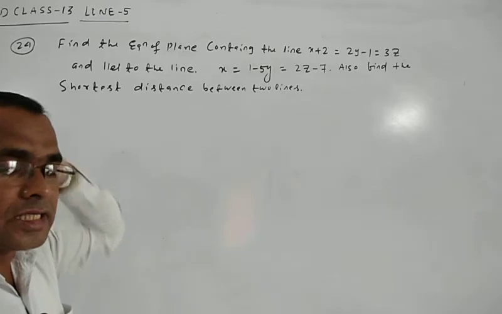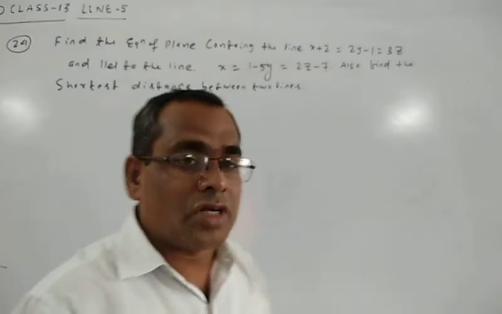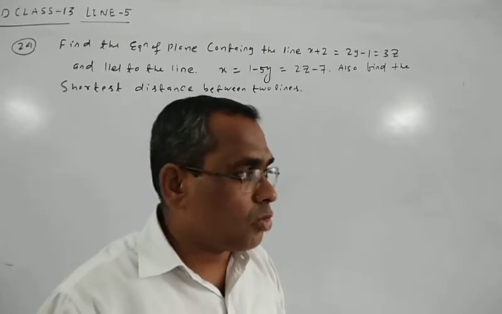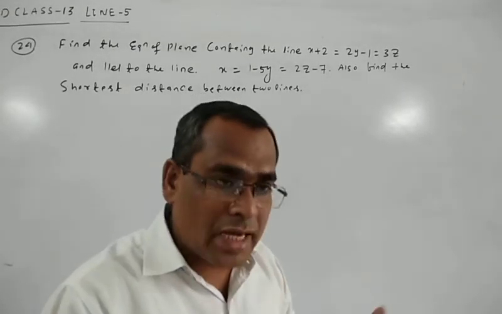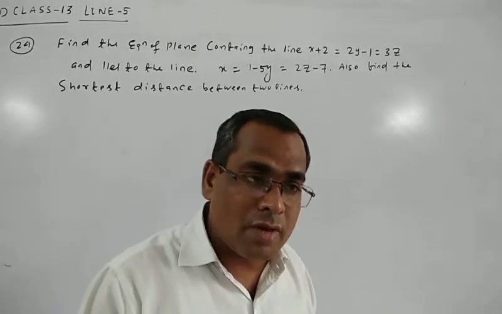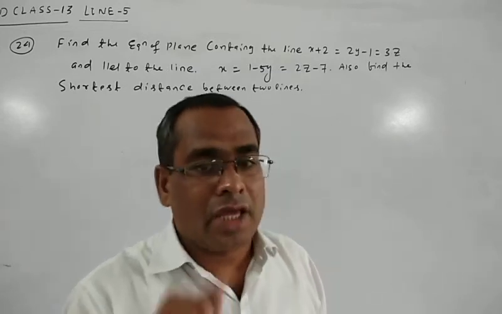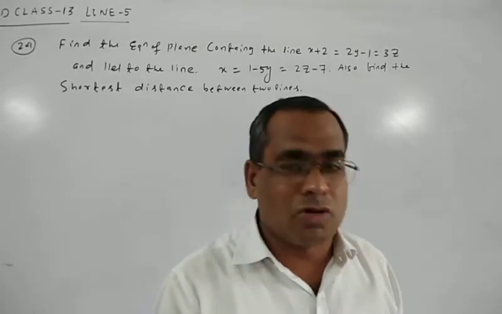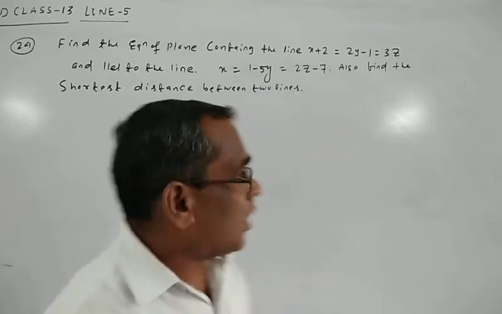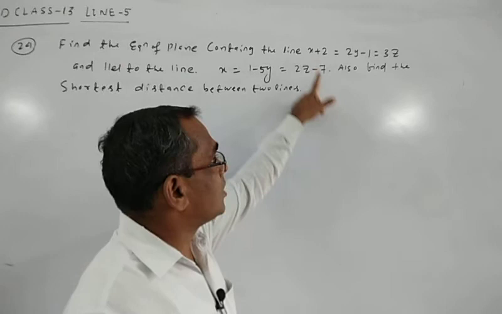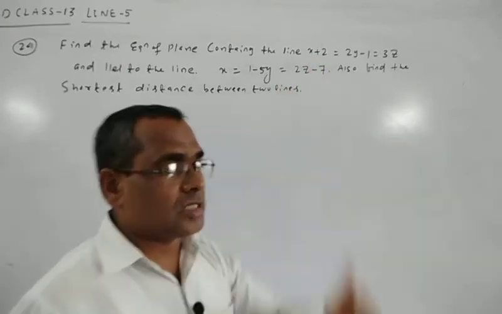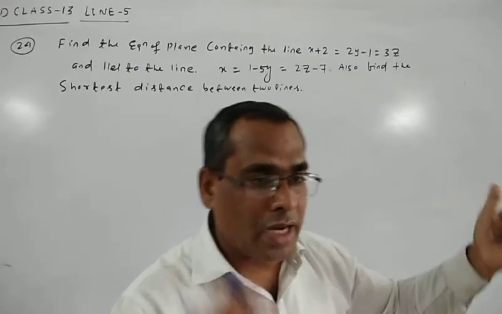Here we are asked for the equation of the plane containing one line and parallel to another line. You know the equation of the plane containing L1 and parallel to L2 is the determinant of [x minus x1, y minus y1, z minus z1; a1, b1, c1; a2, b2, c2] equal to 0. Okay, so next you find the shortest distance between the two lines. If they are not parallel, you can apply the formula and find it directly.